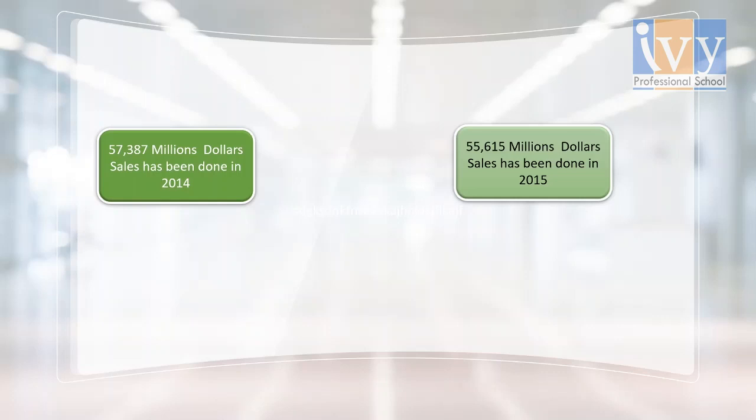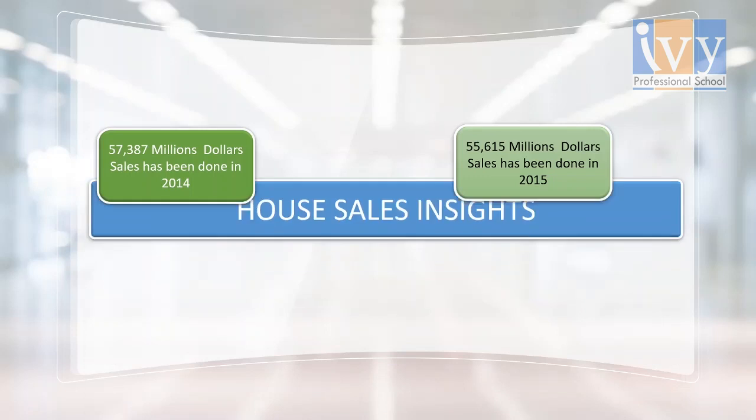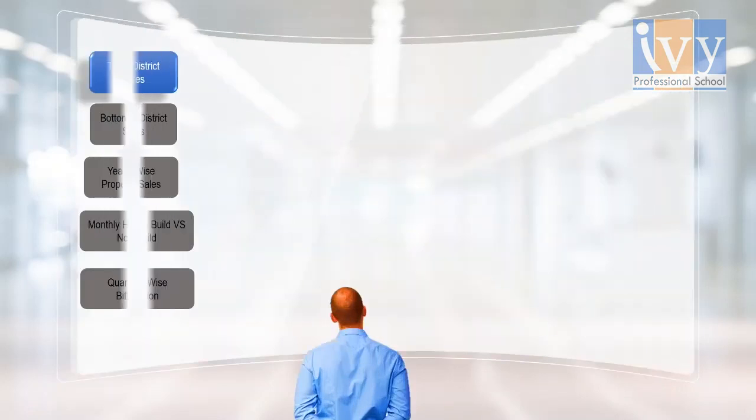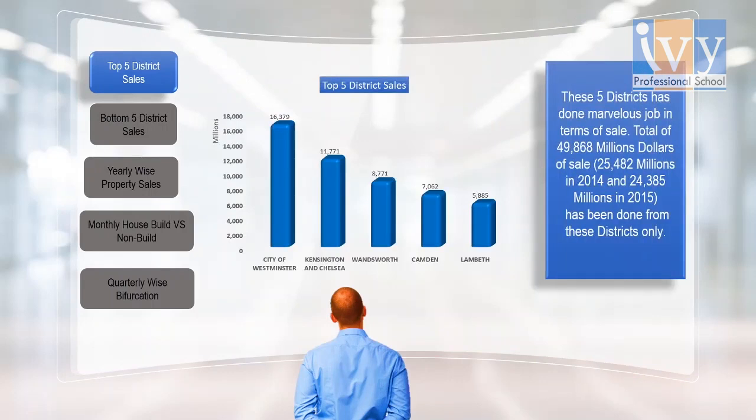As we have seen, we have got $57,387 million of sales in 2014, and $55,615 million of sales in 2015. And these are the top 5 headings which I have prepared in my dashboard, as I have already shown to you guys. If we see the top 5 district sales, these 5 districts have done a marvelous job in terms of sales. A total of $49,868 million of sales has been done in both the years from these 5 districts only.